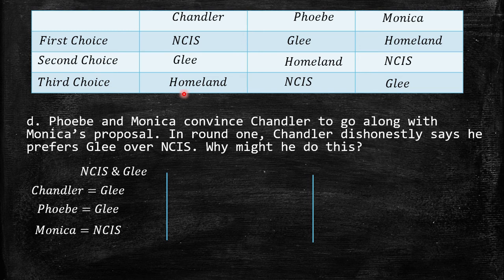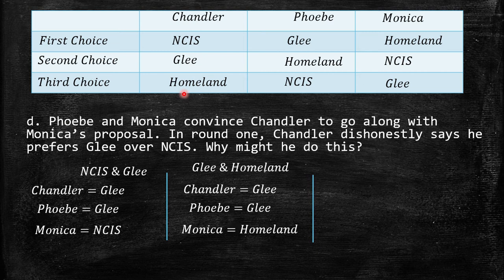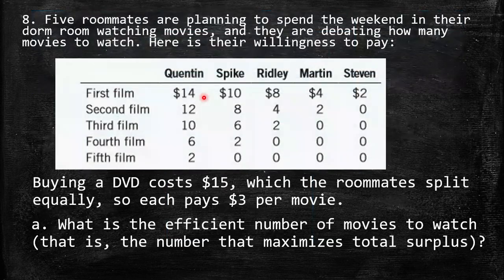So then the next round is between Glee and Homeland instead of NCIS and Homeland. Naturally, Chandler would say Glee, Phoebe Glee, and Monica Homeland. So the option should be Glee. And then Chandler prefers watching Glee instead of Homeland as in the previous situation. So Chandler can act dishonestly just to take advantage and watch his second choice instead of his third choice.